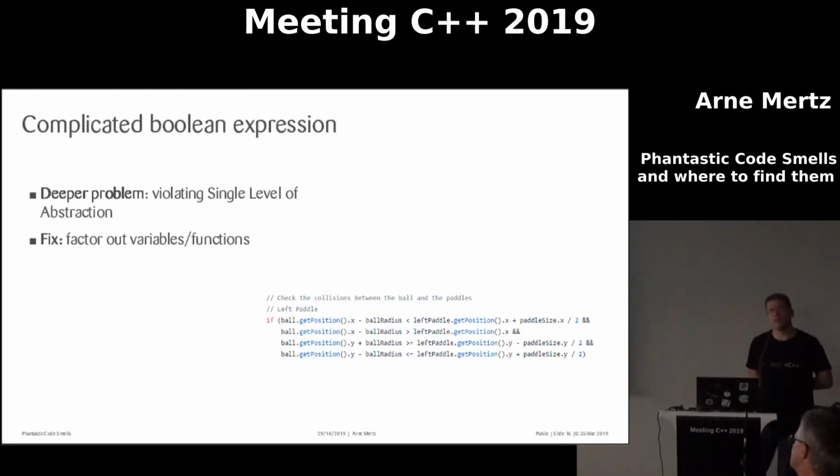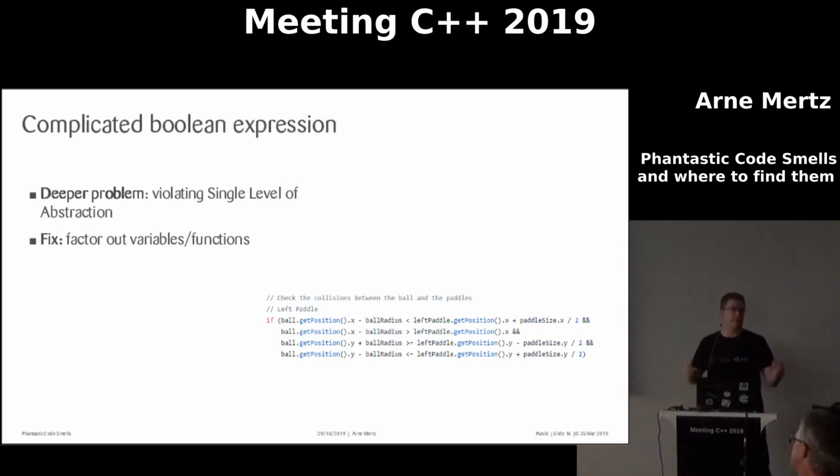It also is applicable to basically all kinds of expressions. When they get too complex, we can't really figure out what's going on there. And the fix is, well, factoring out variables or functions. Sometimes it's enough to factor out variables. I can tell you right now, this is too complex to just deal with variables. So what we want is, if the ball hits the pedal, that's what's basically done here.